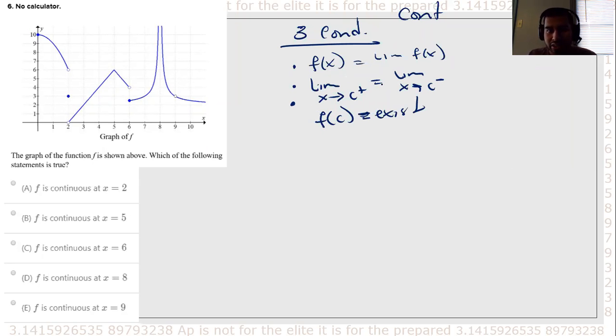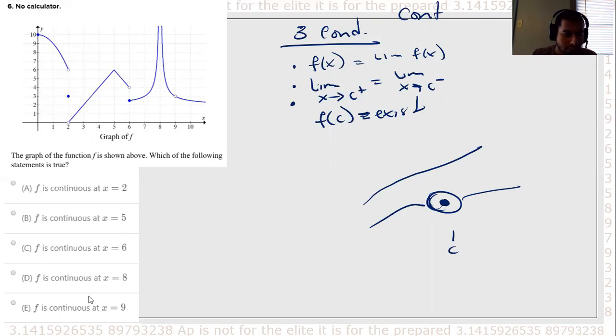Yeah, so these are the 3 conditions. So you're pretty much saying that, hey, there's a left, there's a right, there's a value at c. And guess what? The height is exactly at that point. So no matter what, if I zoom out, it's going to be like that. It is continuous. So you're pretty much finding that there.